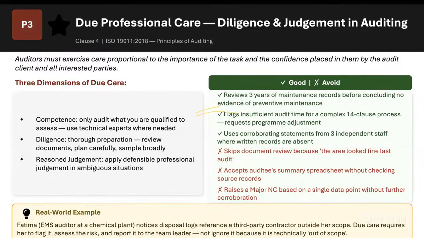So we move to the next one, which is due professional care. Due professional care is diligence and judgment in auditing. Auditors must exercise care proportional to the importance of the task and the confidence placed in them by audit clients and all interested parties. I always say something, I don't know if I'm right, but if I am wrong, correct me. The audit department is a place of trust.